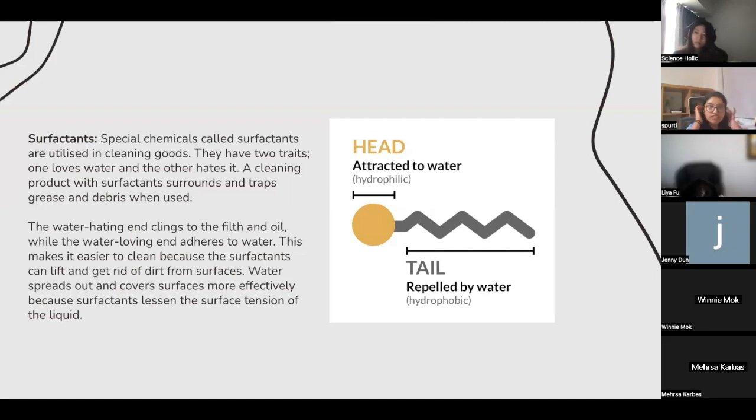Another thing that I remember related to having two traits, one loves water and the other hates it, is in our cell membrane, where you have phospholipids. One side is attracted to water, and the other hates it. It's made of two layers: the head, which is attracted to water, faces the water content, and the tail, which is repelled by water, faces away from it.